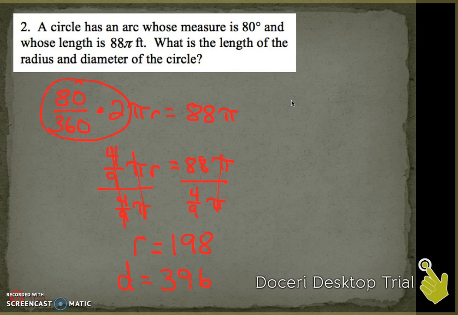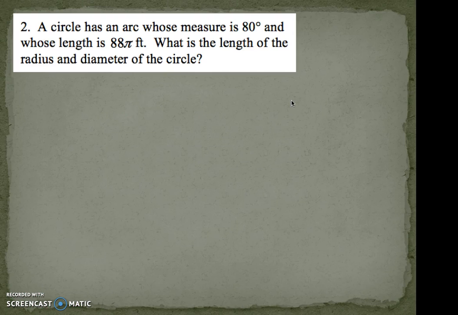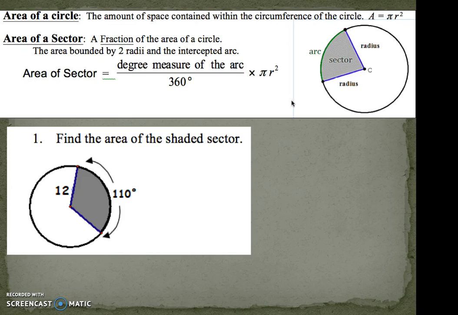So that is some circumference and arc length stuff. The next thing is going to be area of a circle and area of a sector. And this follows the same thing that we talked about earlier in the year, which is very similar to arc length. So area of a sector is the degree measure of the arc over 360, and you're going to multiply that by pi r squared.